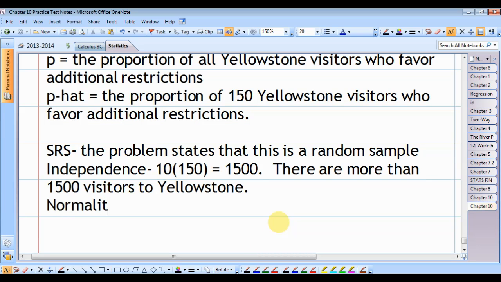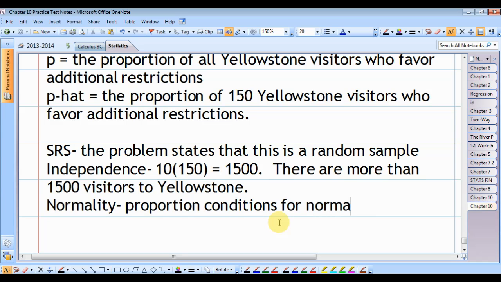Normality. What's normality here? Can we use... it's greater than 30. Yeah, it's greater than 30, so CLT applies. No, wait, this is a proportion, so np and nq have to be greater than 10. That's true. These aren't means. We have to use proportion conditions.